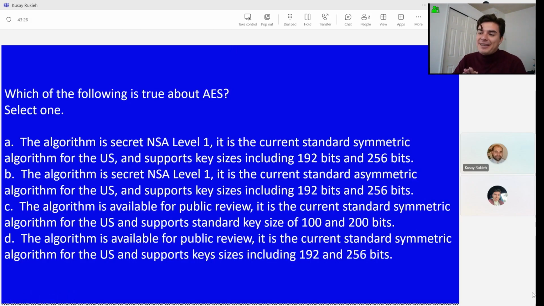So that must mean that the answer has to be D then. It's available for public review, and the current standard is a symmetric algorithm for the United States and supports key sizes including 192 and 256 bits. Remember, if you log into your Wi-Fi router, you should be able to configure it. You better have AES on your Wi-Fi router.